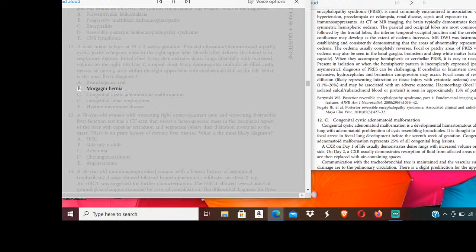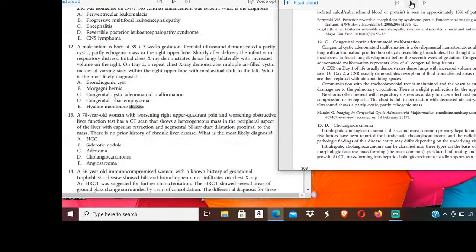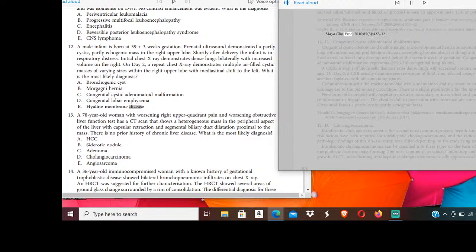A. Bronchogenic cyst. B. Morgagni hernia. C. Congenital cystic adenomatoid malformation. D. Congenital lobar emphysema. E. Hyaline membrane disease. Mayo Clin Proc. 2010; 85: 5. 12. C. Congenital cystic adenomatoid malformation.